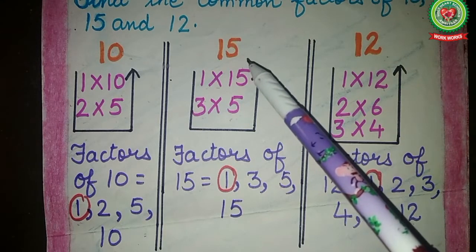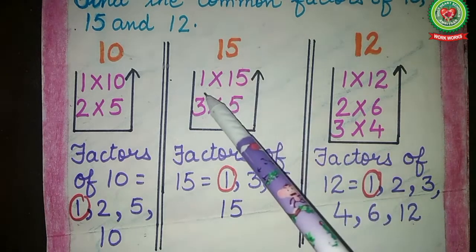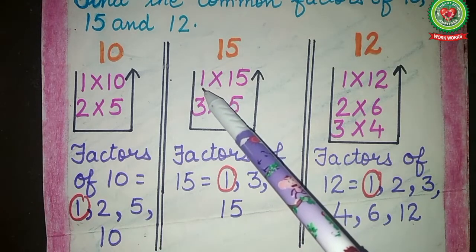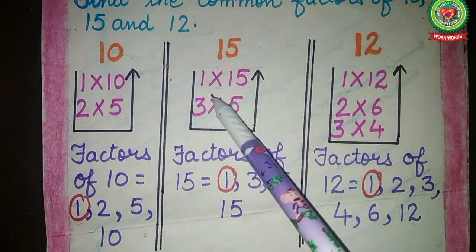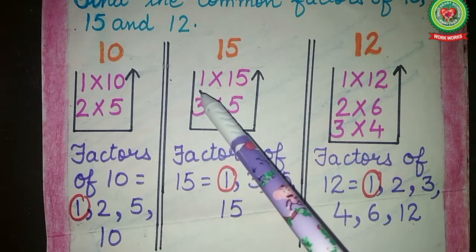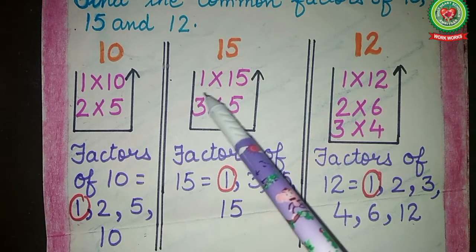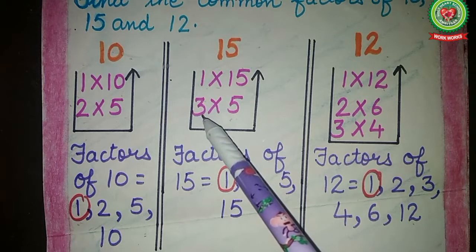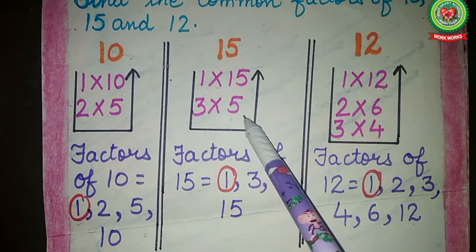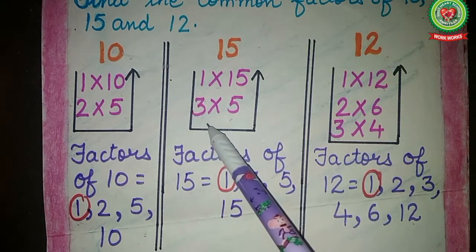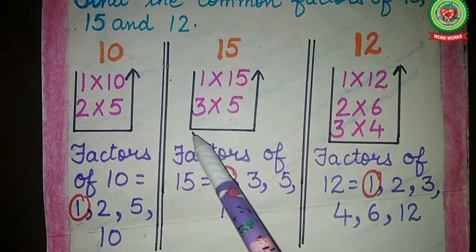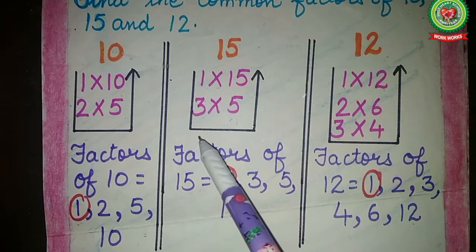Now we will find factors of 15. Start with one table. On one table, 15 comes on 15. After one table, turn off two table. On two table, 15 doesn't come, so we will not write 2. After two table, turn off three table. On 3 table, 15 comes on 5. 3 fives are 15. After 3 table, turn off 4 table. On 4 table, 15 doesn't come. So, no need to write 4 and proceed to the next number.